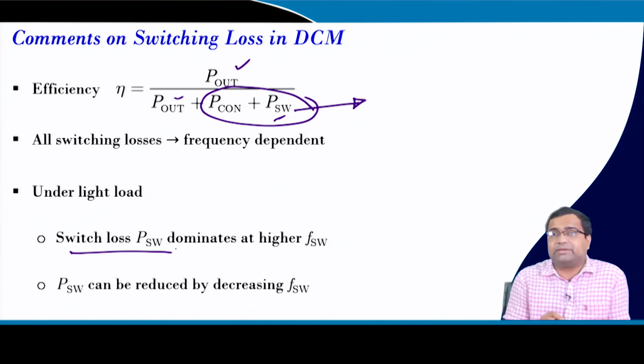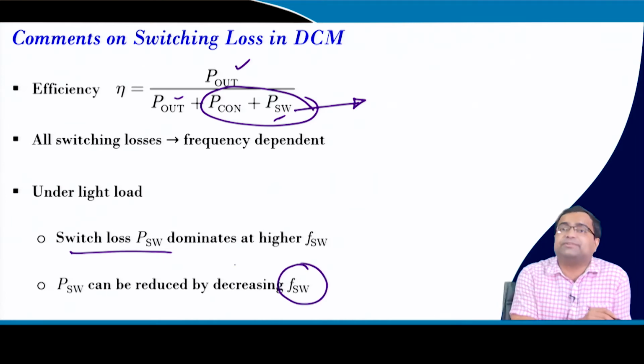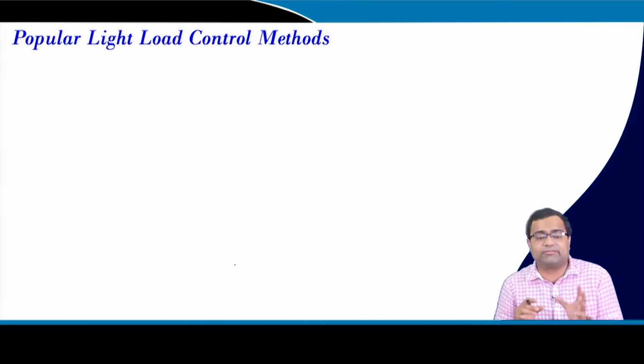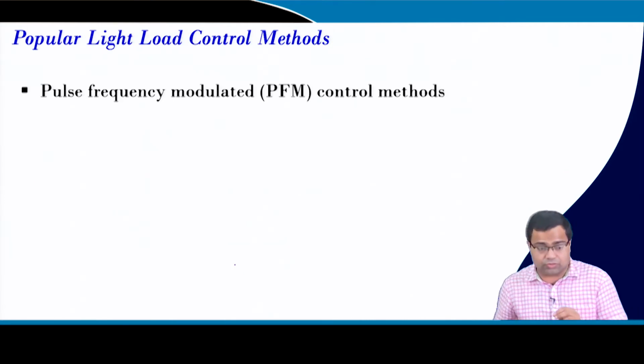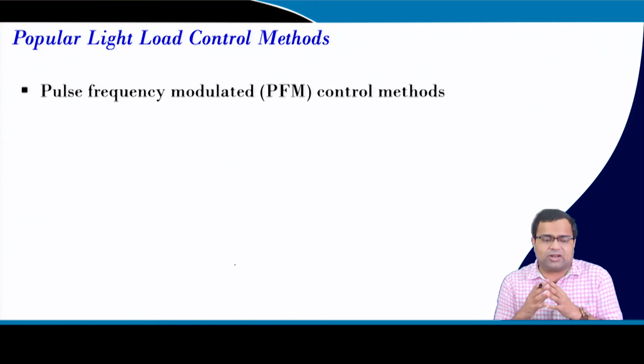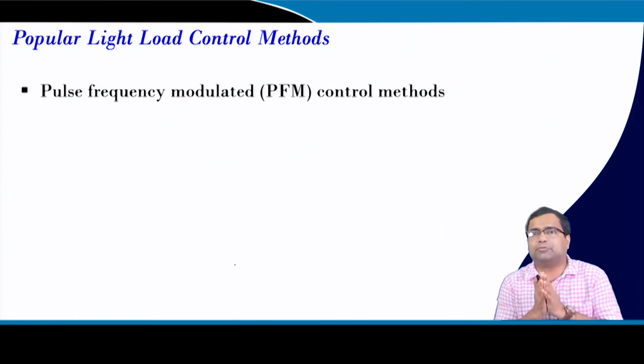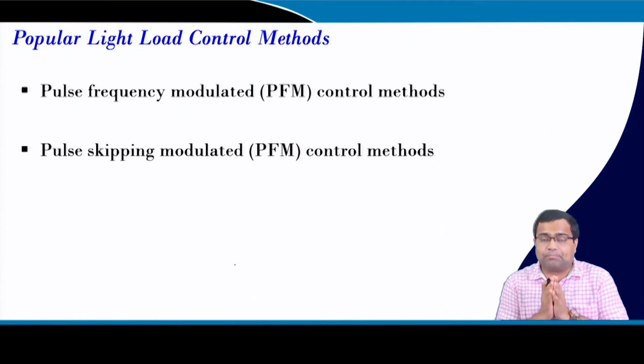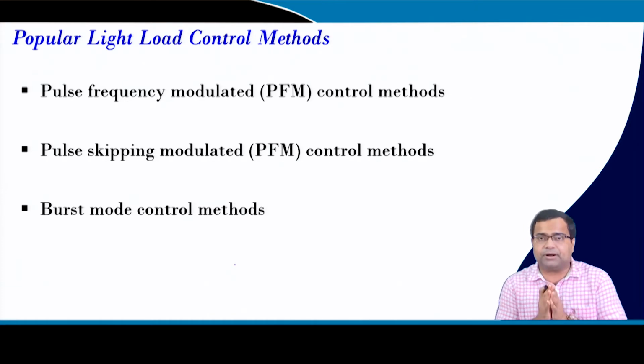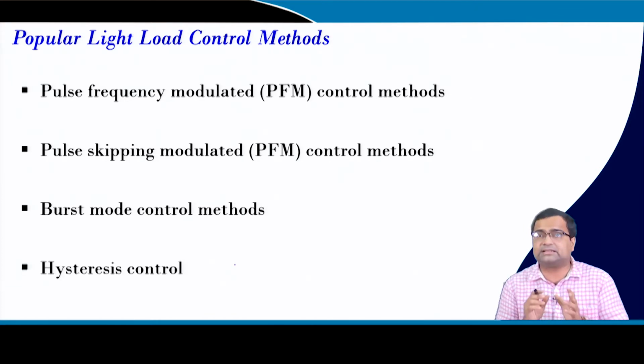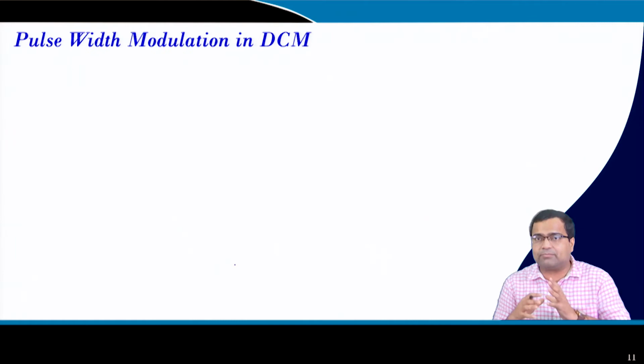Switching loss can be reduced by reducing the switching frequency, and that is the motivation for going for light load control. The popular light load control techniques are pulse frequency modulation, pulse skipping modulation, burst mode control, and then hysteresis control. So, we will take them one by one.